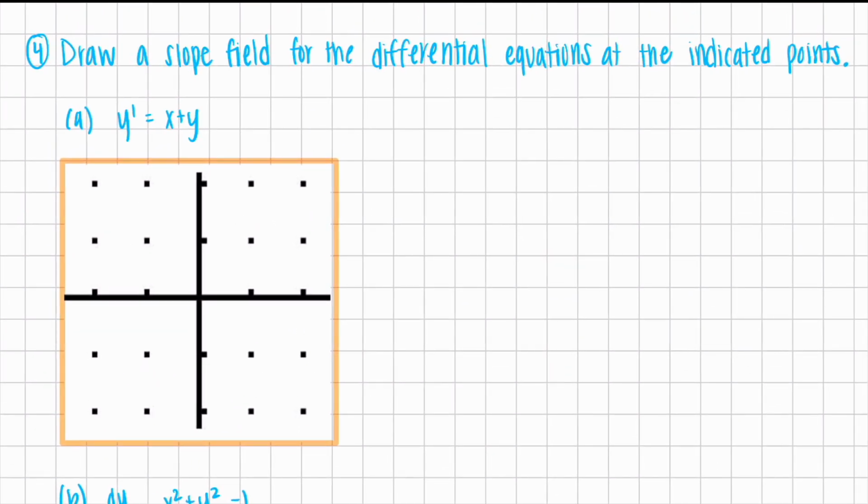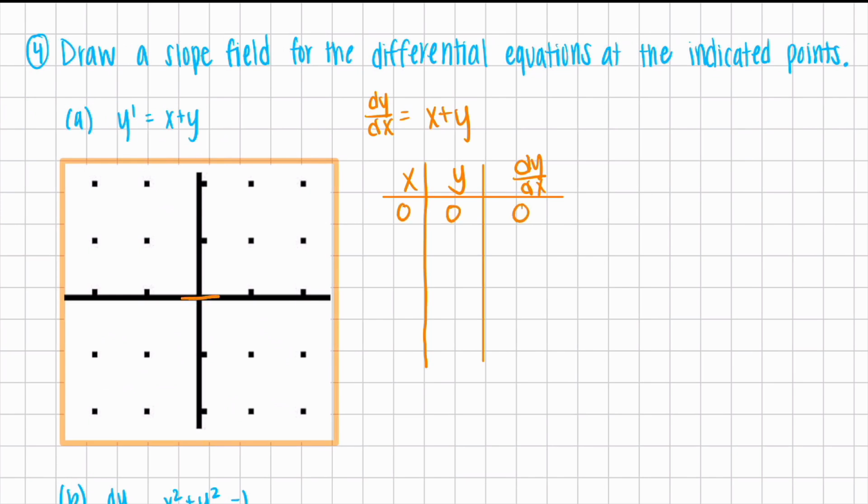For this one, our differential equation is dy dx equals x plus y. Notice that this one is not separable. So for this one, we would have to do something other than separating variables and integrating both sides. This is one where we reasonably could be asked to make a slope field. Same thing as before, make a chart and figure out your slopes at all the points they've given you on the graph. I like to start with the origin. So at 0, 0, my slope is 0.